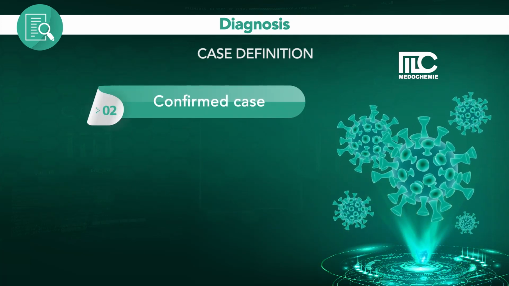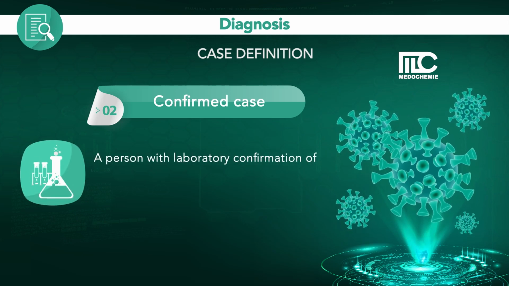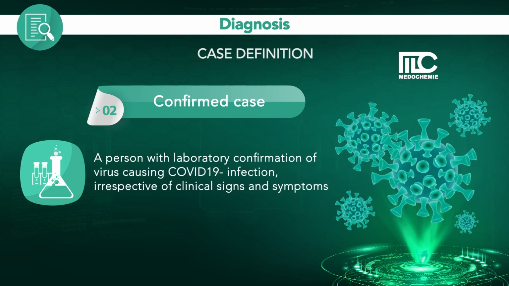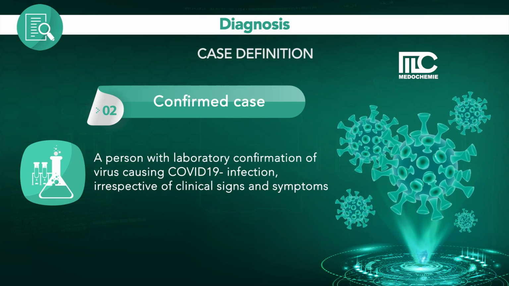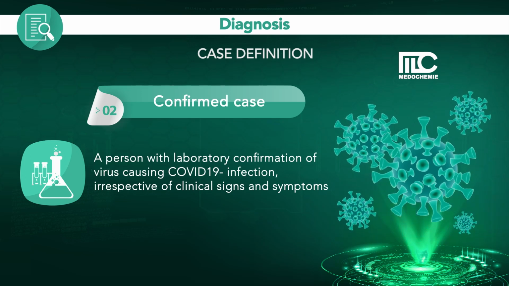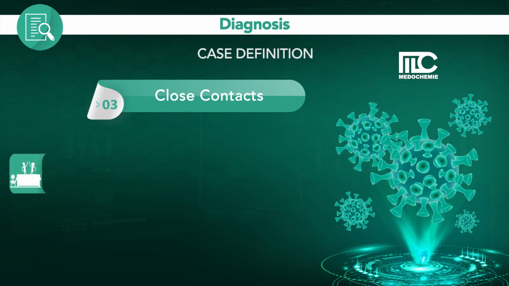Definition of the confirmed case: a person with laboratory confirmation of the virus causing COVID-19 infection, irrespective of clinical signs and symptoms, even if there is no signs and symptoms but laboratory confirmation of the virus. What is the definition of the close contact?